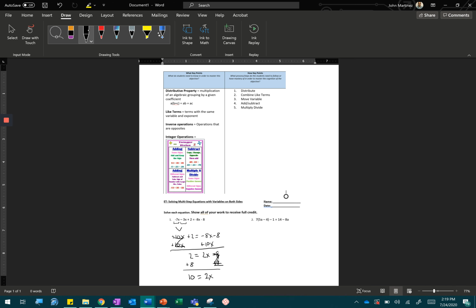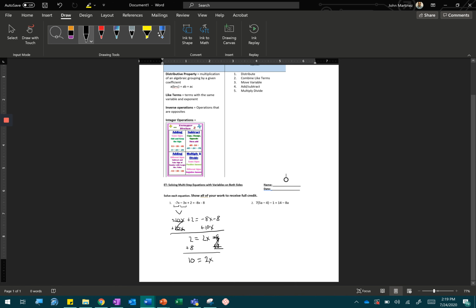So now I know the final step and the key point is to multiply or divide, and again I have to do the opposite. So here when I have a 2 and an x next to each other, that's being multiplied. So I know the opposite is to divide by 2. So 10 divided by 2 is 5. So far those key points have worked out for the first one.